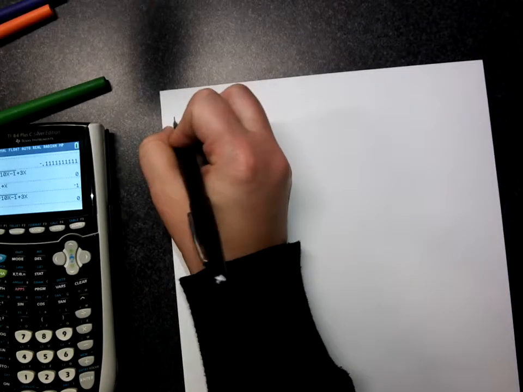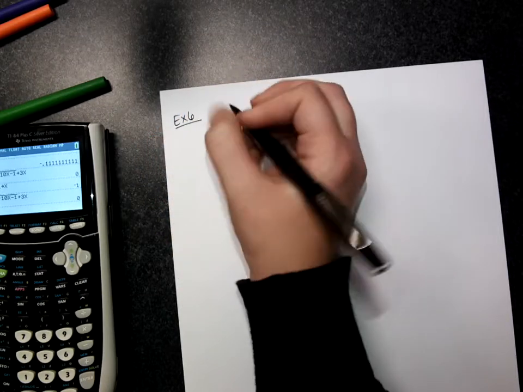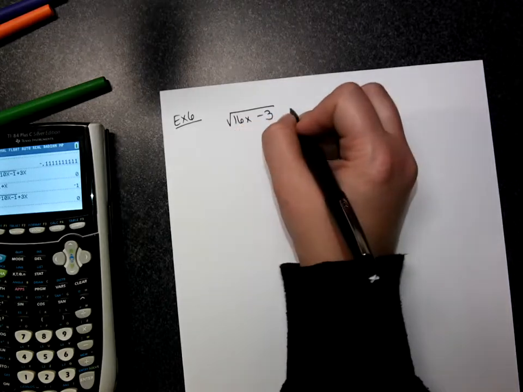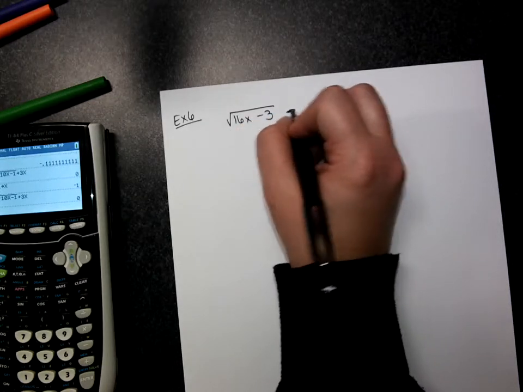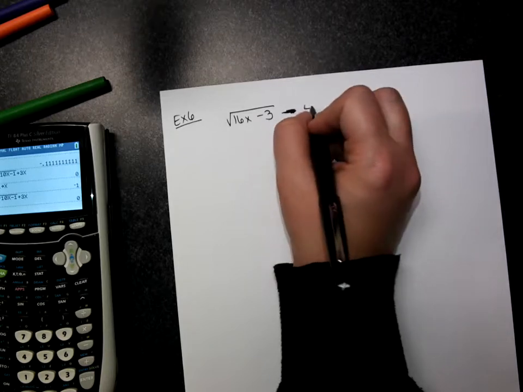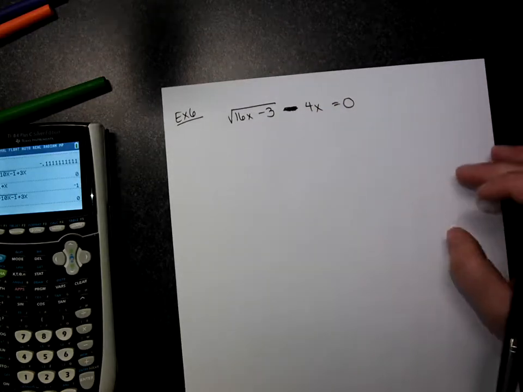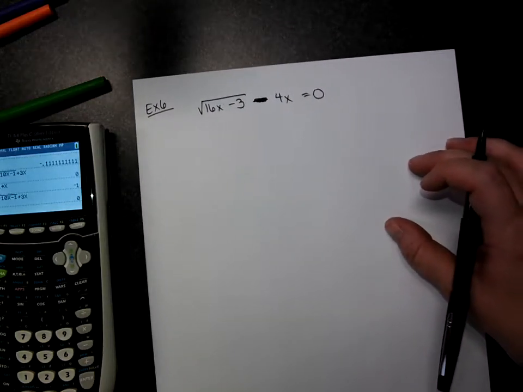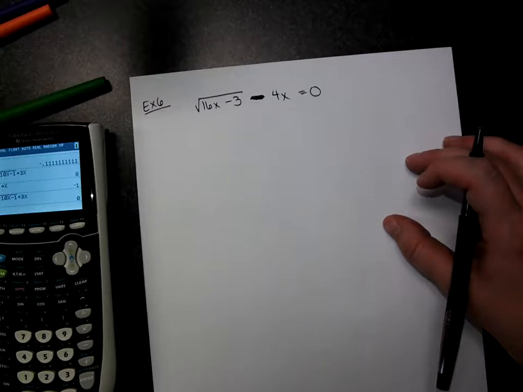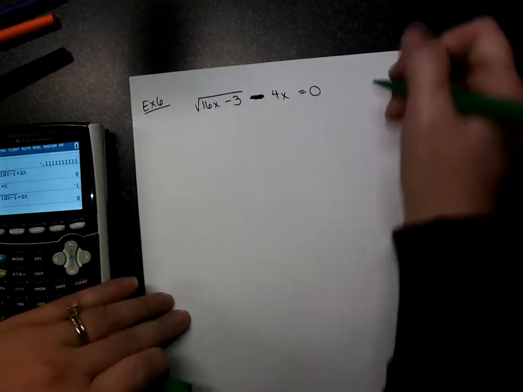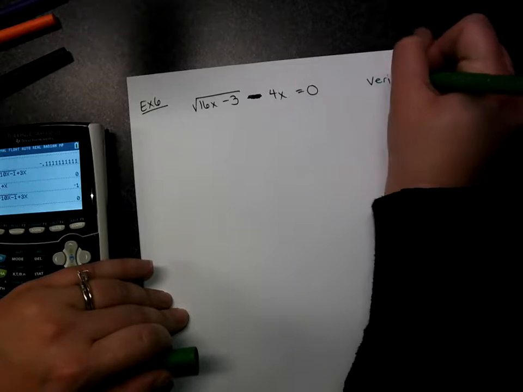This is example 6. We have the square root of 16x minus 3, and then, sorry, that should just say minus 4x equals 0. Sorry about that. That should just be a minus sign. The square root of 16x minus 3, then stop the square root, minus 4x equals 0. I encourage you to pause the video and try this one on your own. Don't forget to verify once you're done.